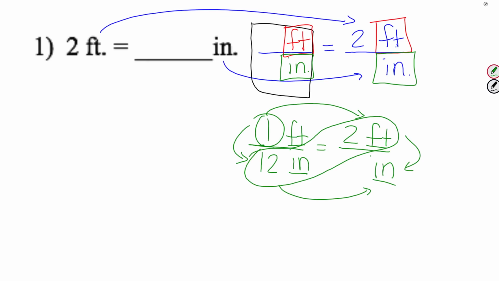It doesn't matter. So I noticed this times 2 seemed pretty easy. So I'm going to do 12 times 2 to get my answer. My answer is 24 inches. So again, we did 12 times 2 to get 24 inches.